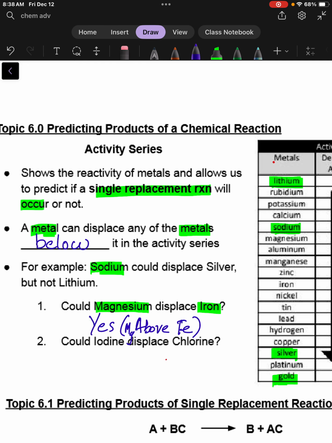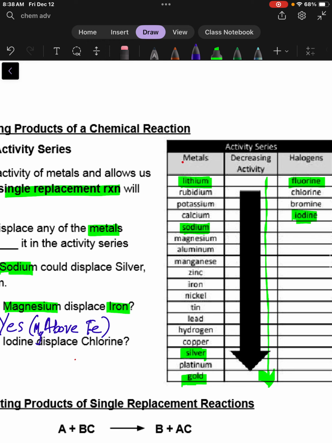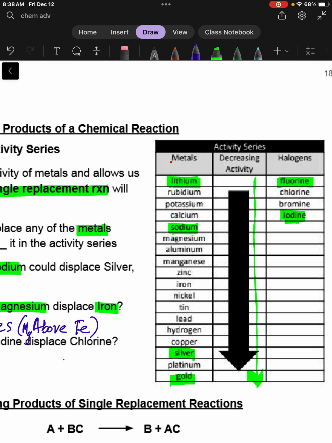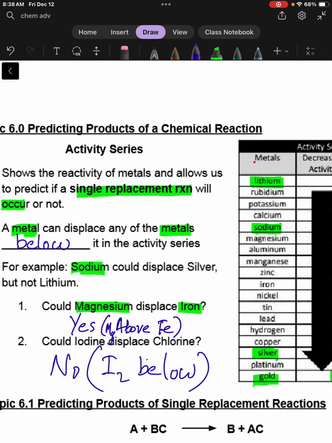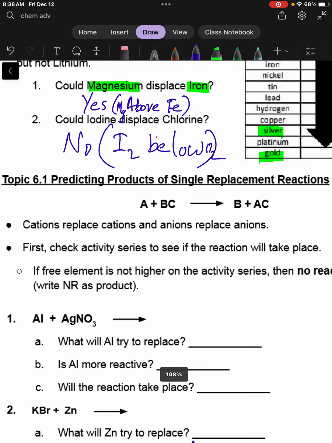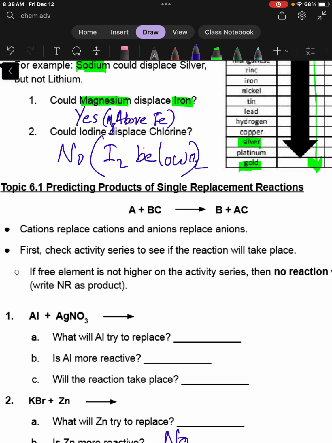The next one: could iodine replace chlorine? For halogens, you have to look at the right-hand side. Iodine? No, because iodine is below chlorine. Chlorine is the most reactive one. So let's go practice now.